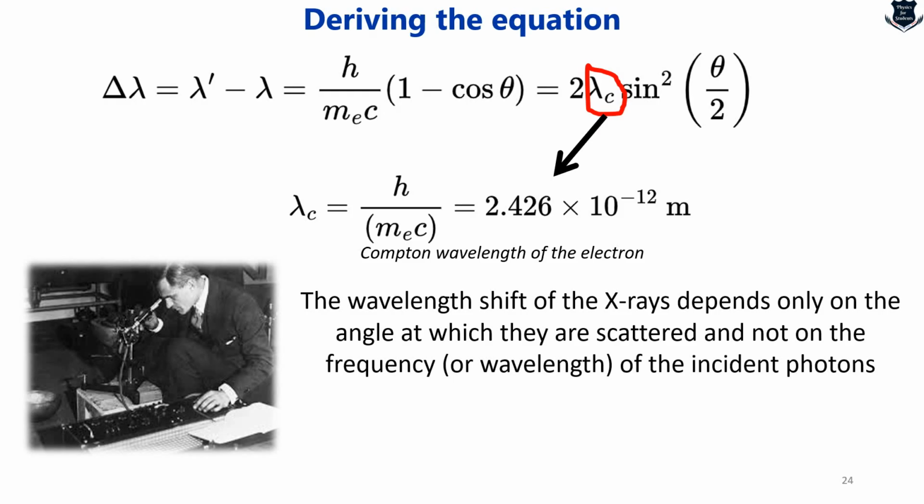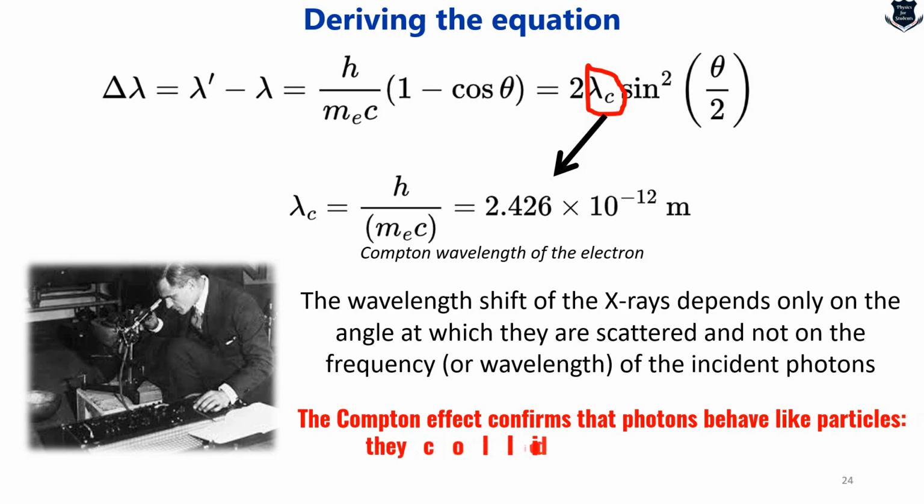So from here what we can see is that the wavelength shift of the X-rays depends only on the angle at which they are scattered and not on the frequency or wavelength of the incident photons. So the Compton effect, or Compton's discovery, proved this. It confirmed that photons behave like particles and they collide with electrons like material particles.